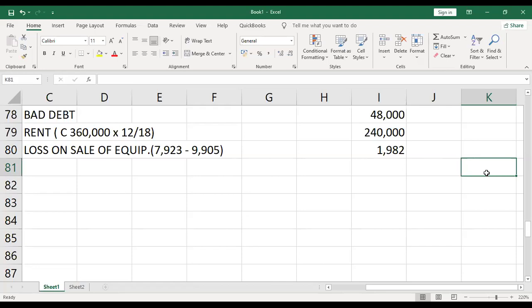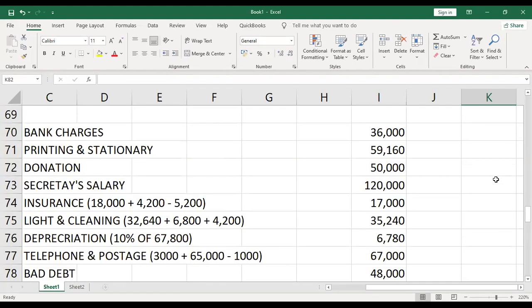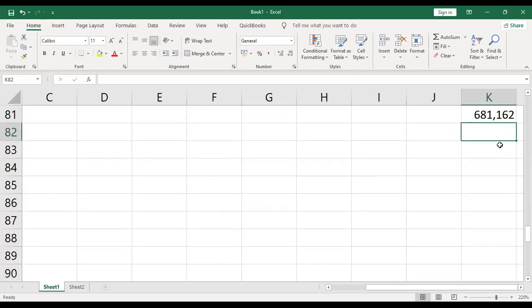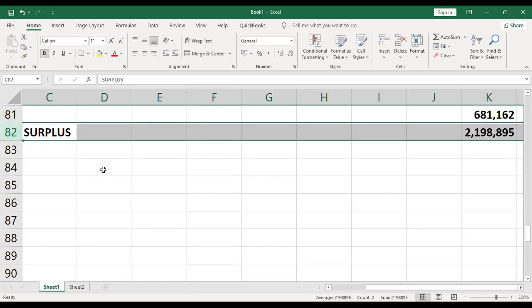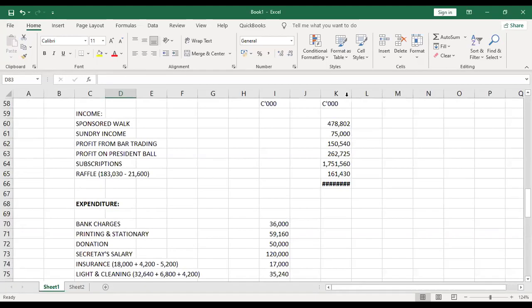So adding all these expenses, we will have 681,162. So our income was 2,880,057. So from that, minus the expenses, we are going to have 2,198,895. So this is the surplus of income over expenditure. So this is how to prepare the income statement for a not-for-profit organization.